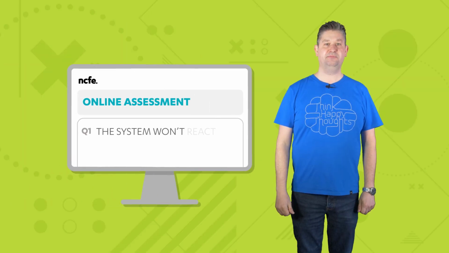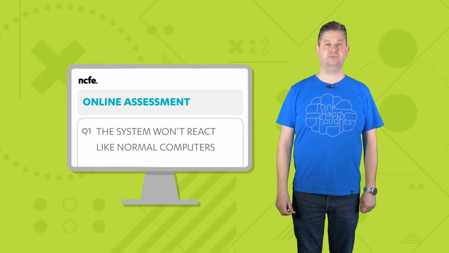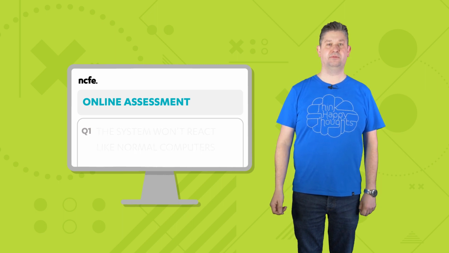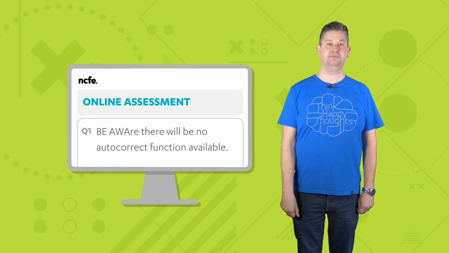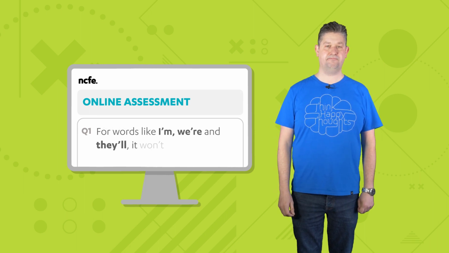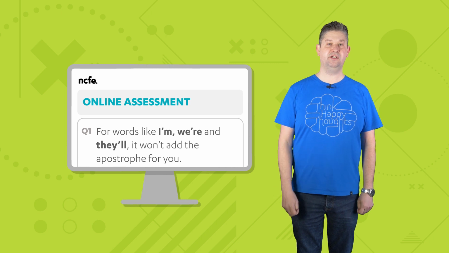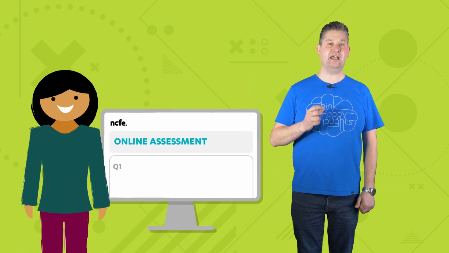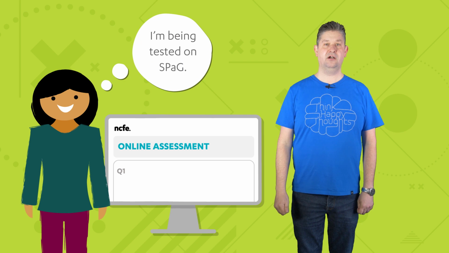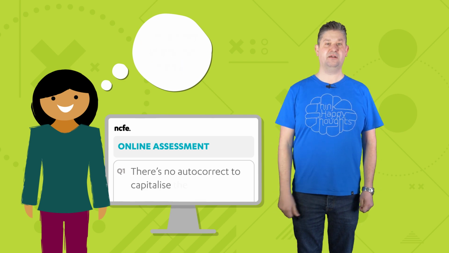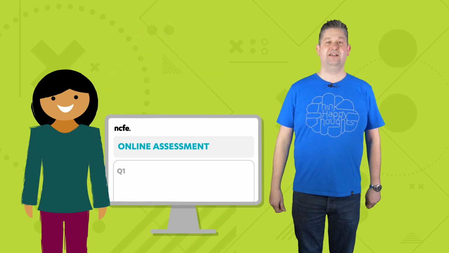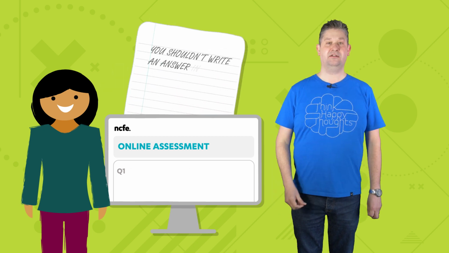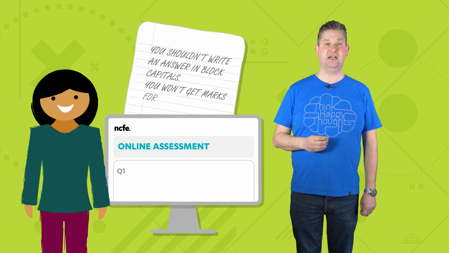Learners sitting online assessments need to be made aware the system will not react like their normal computers, laptops and phones. This means things like capital letters and apostrophes will not be automatically corrected. This is a common problem with learners, and they need to know they are being tested on punctuation. Lowercase i is also a particular problem, and they need to know that they have to capitalise this letter. It's also a good time to remind learners that if they write their assessment in capital letters, they will not gain any SPaG marks.